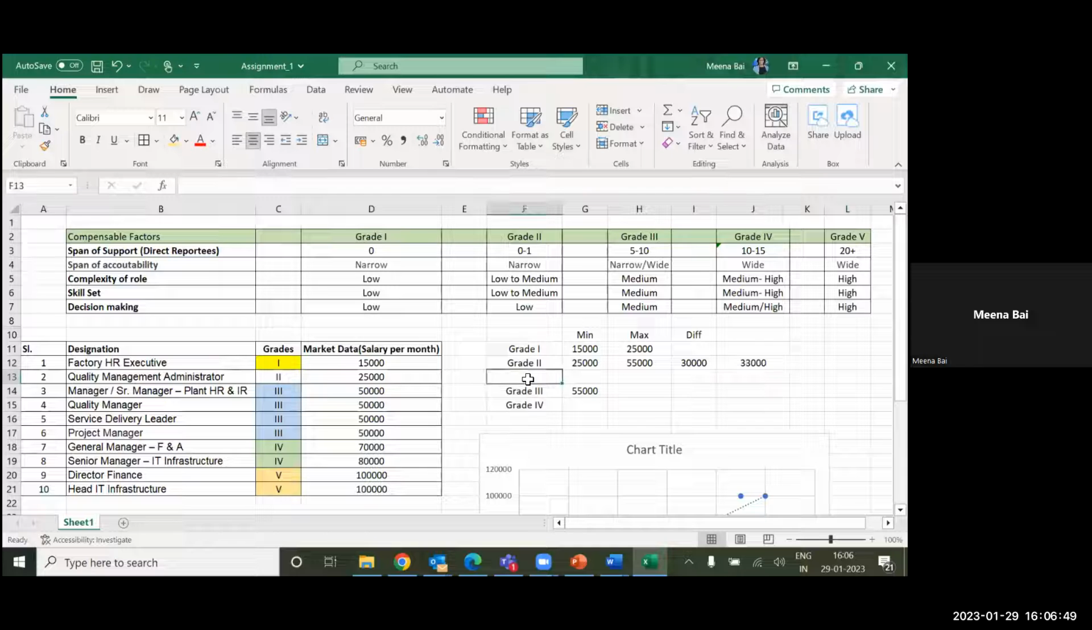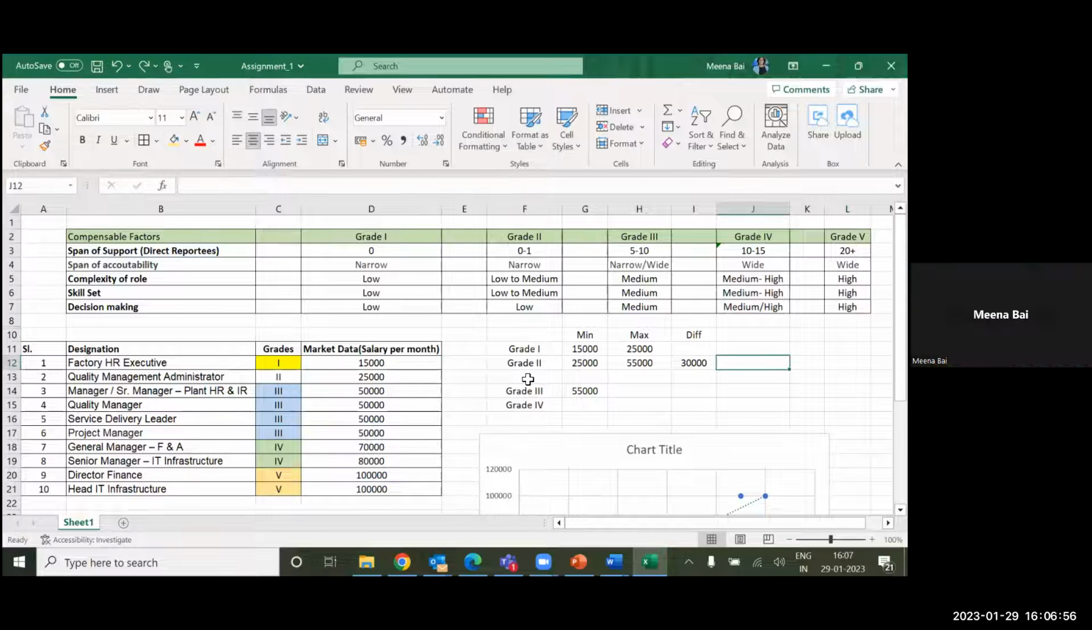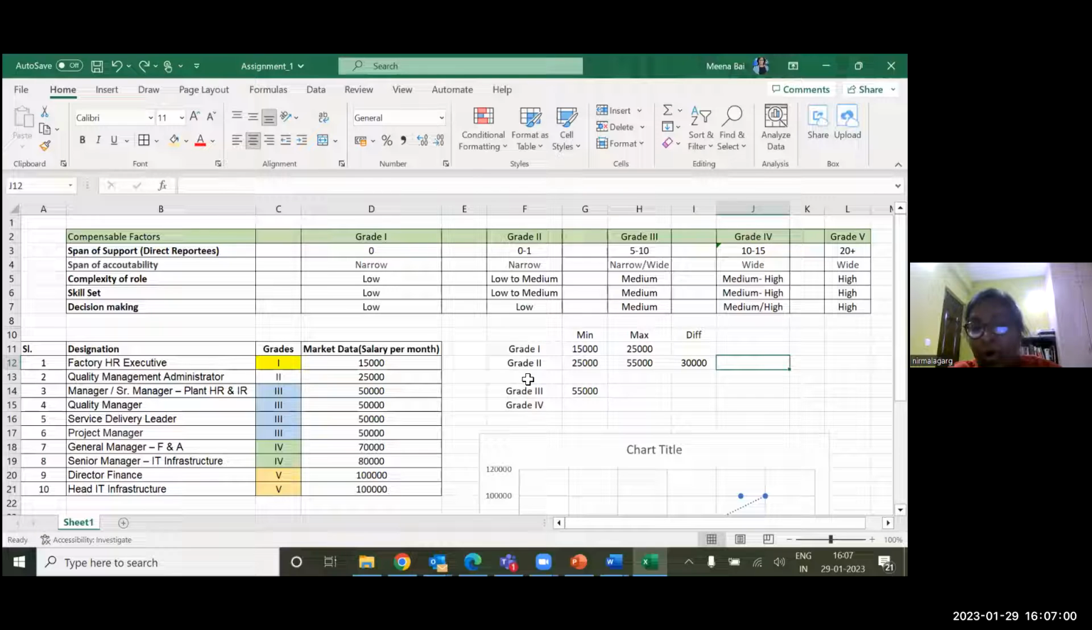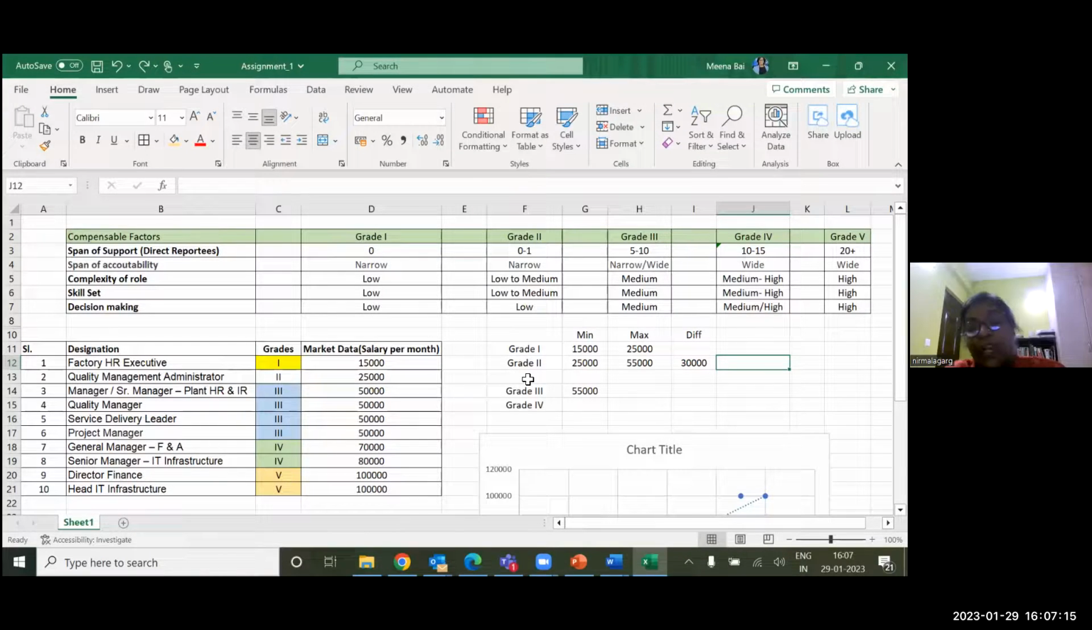33,000. The difference between 55,000 and 25,000 is 30,000. Now you don't want to have a very big grade of 30,000 in your grade 2. You want to have 2 grades, A and B. How are you going to do that mechanically? By taking into consideration the number of years a person is going to stay in that grade. So typically in organizations, that's how you do it, to create a band.